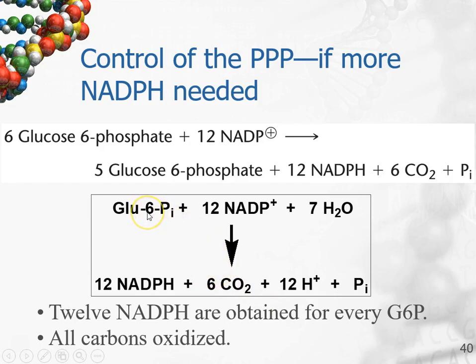Since every time you oxidize a carbon to CO2 you get 2 molecules of NADPH, for the complete oxidation of 1 molecule of glucose 6-phosphate, you can obtain 12 NADPH. You won't get any ribose or anything else, but this is what the cell will do if NADPH is needed and the other metabolites are not needed.